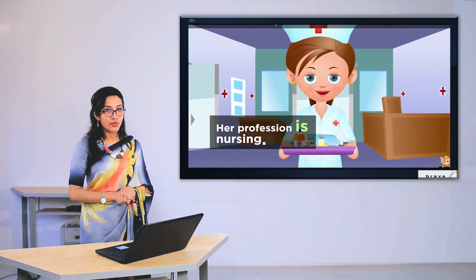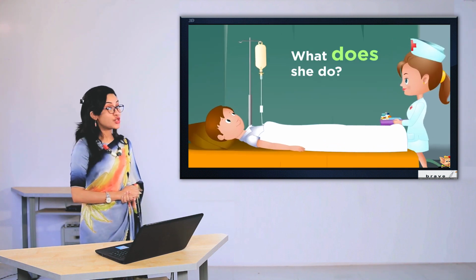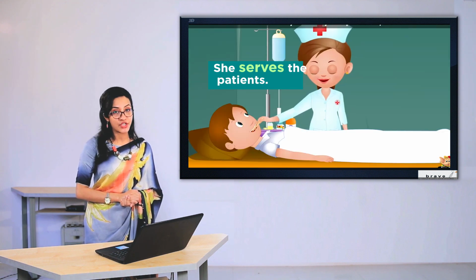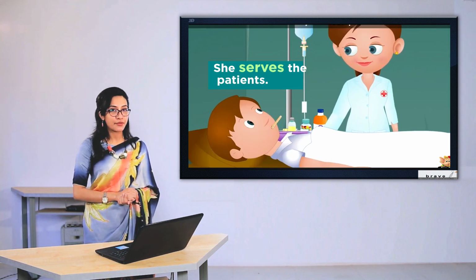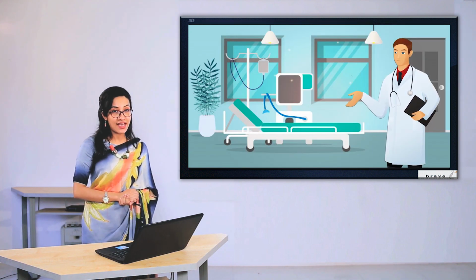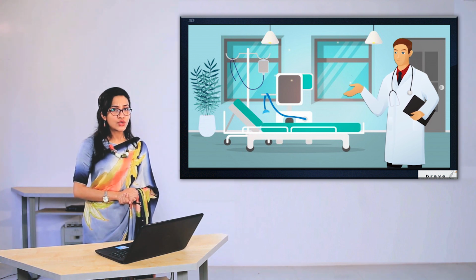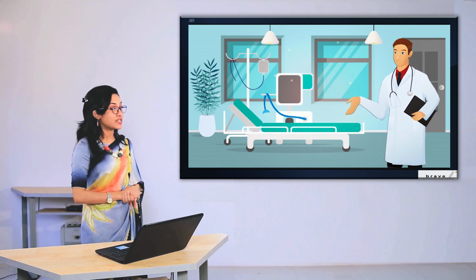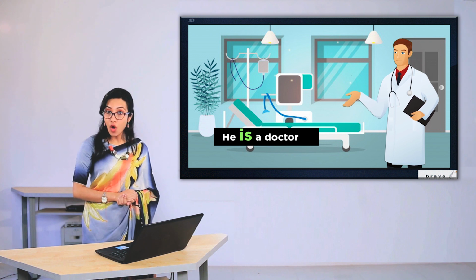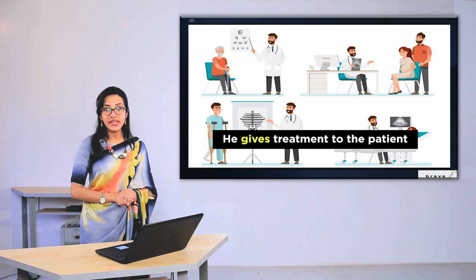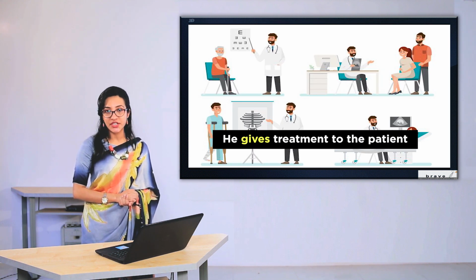Now what about the second question? What does she do? Here we can say she serves the patients. Now let's go to the second picture. Here we can see that a person is standing and he is wearing an apron. So it is very easy to understand that this person is a doctor. We can say his profession is being a doctor, or he is a doctor. And what does he do? He gives treatment to the patient.